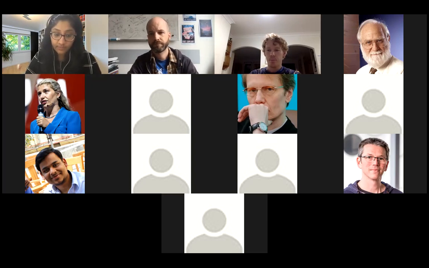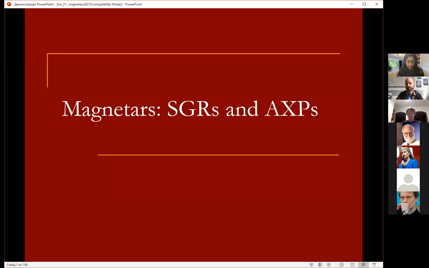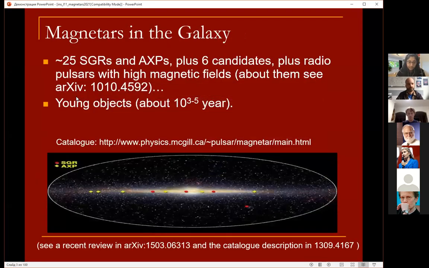And coming back to magnetars, if I have a second, I want to show you one figure, because recently there was a nice paper. Can I show it? Yeah. Oops, sorry.